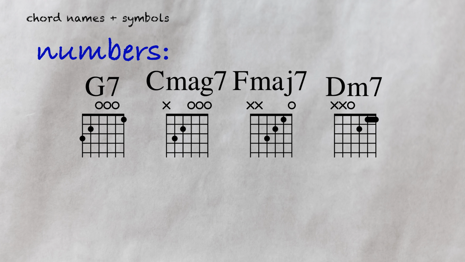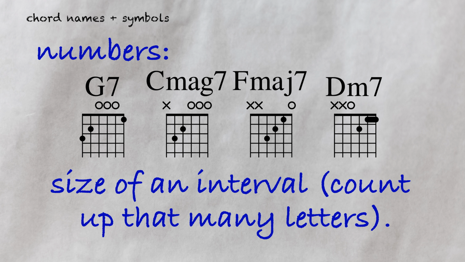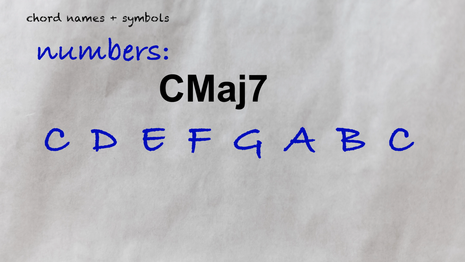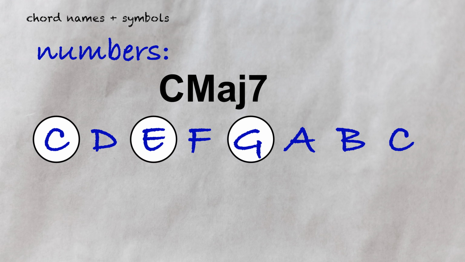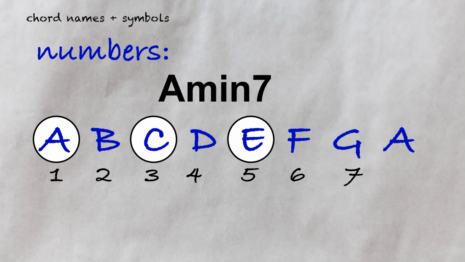Now for the numbers, they're essentially telling us the size of an interval, and then we count up that many letters and, for example, add that note into the chord. So if we have this chord C major 7, we have a C triad, and then we count up from the root a major 7th from C. So C is 1, and we go up the scale until we get to the 7th, or B, and then we add that into the chord. A minor 7th chord is a minor triad with an added minor 7th.